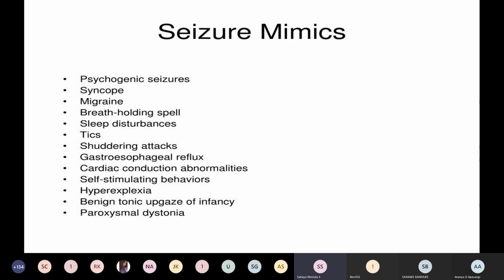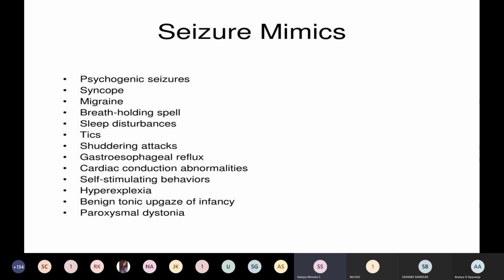Tics are very common, which you have seen most of the time. They can be motor tics, like just blinking of eyes or throat clearing. So again, a history is very important in differentiating a seizure from a tic.